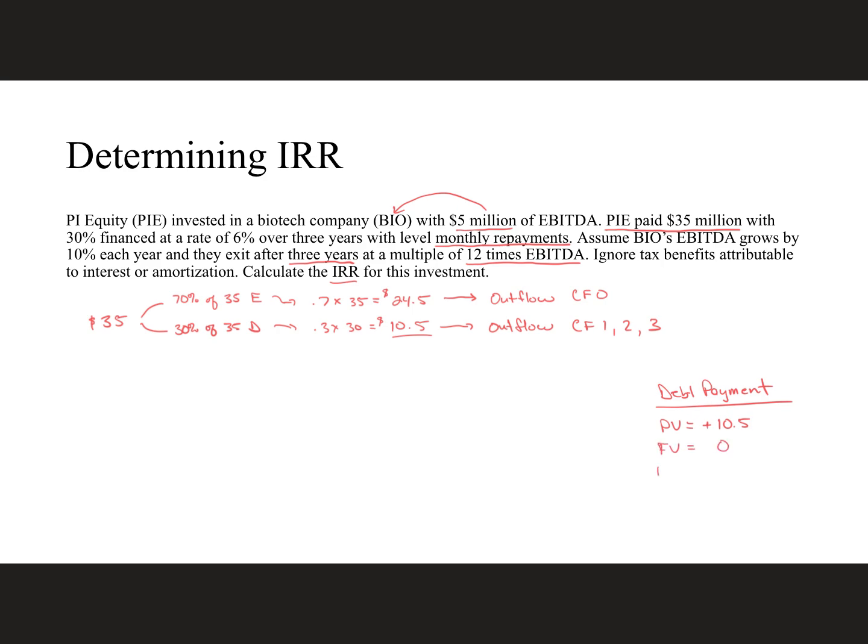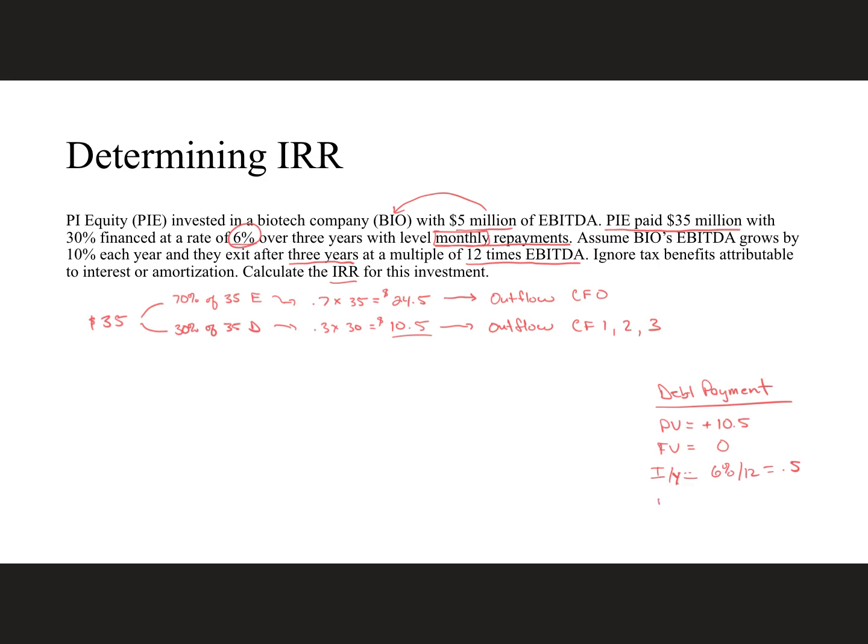Now, our interest rate, we're told, is 6%, but remember, we're looking at this from a monthly basis, and we actually have to convert it to monthly payments because the compounding periodicity is monthly, but then we have to go back to annual payments because we're looking at this on an annual basis. So we're going to take our 6% and divide it by 12, and we're going to get 0.5, and that's going to be per month.